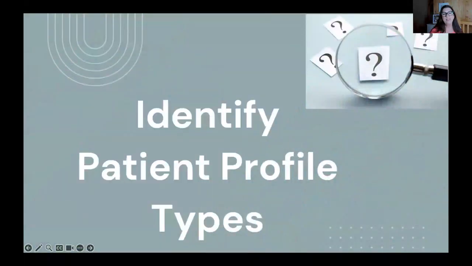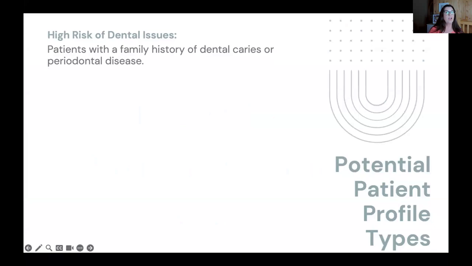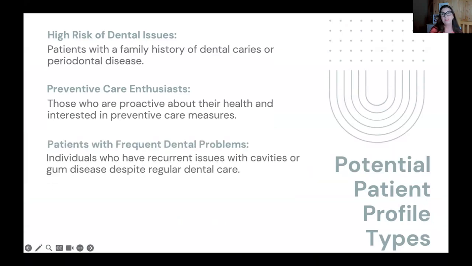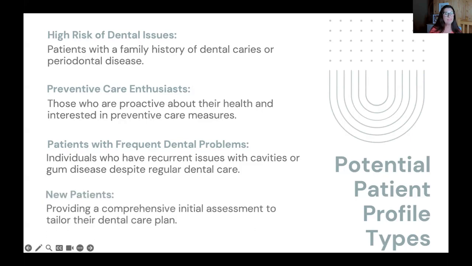So I want to take a look at who would be the ideal patient profile type that you could offer AI genetic testing to. We have the high risk of dental issues: patients with a family history of dental caries or periodontal disease. Preventive care enthusiasts: those who are proactive about their health and interested in preventive care measures. Patients with frequent dental problems: individuals who have recurrent issues with cavities or gum disease despite their regular dental care. And new patients, providing a comprehensive initial assessment to tailor their dental care plan.